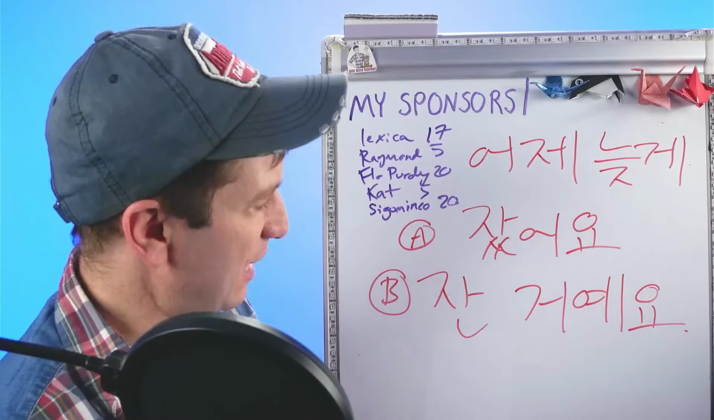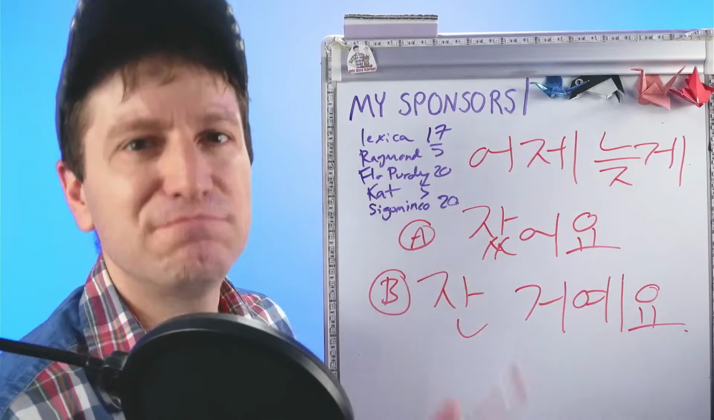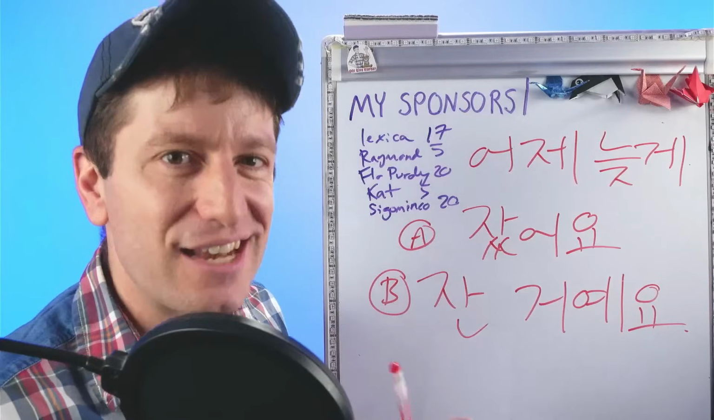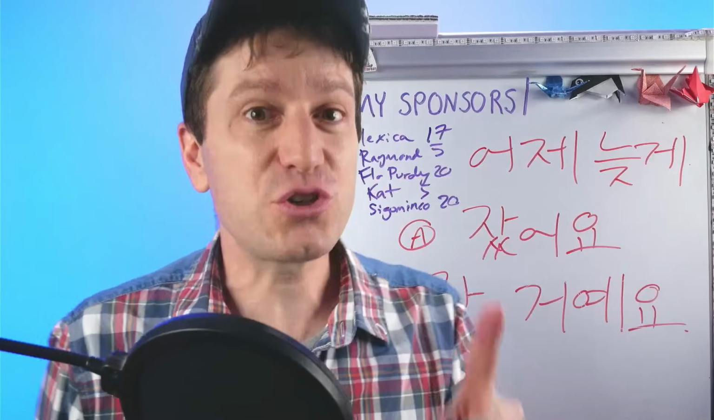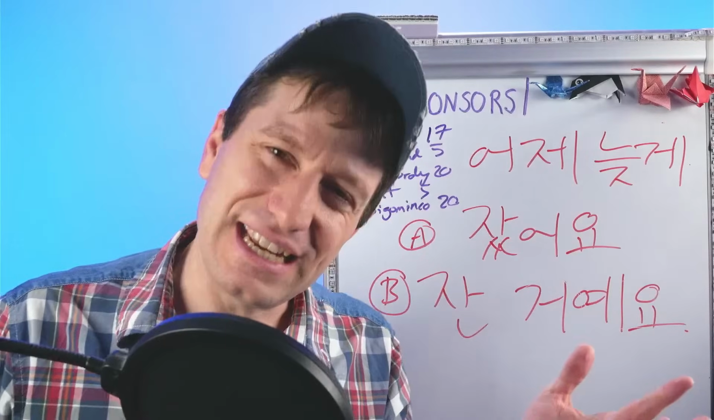어제, yesterday, 늦게, late, 잤어요. I slept late yesterday. 어제 늦게 잔 거예요. This is not going to be the most natural sentence you can make. We can make this more natural, however, if we add in some sort of reason why you're explaining yourself.